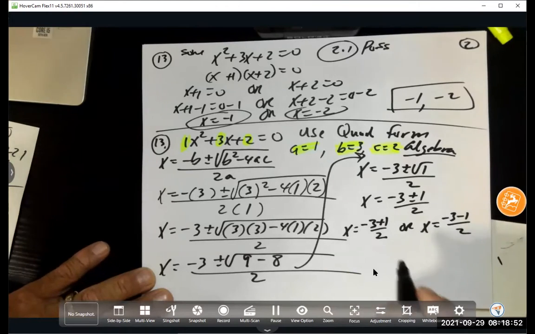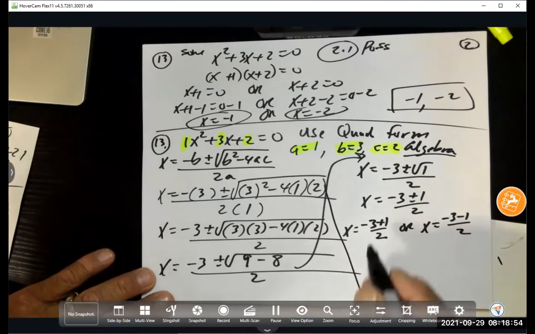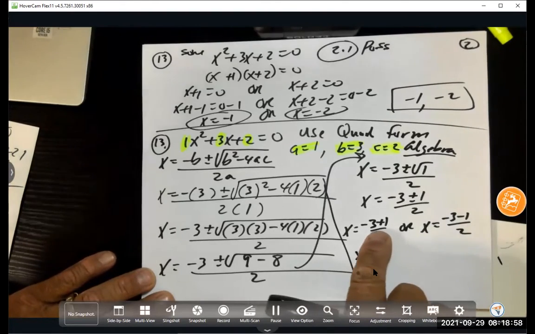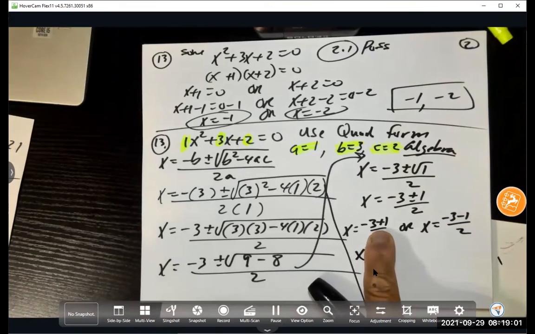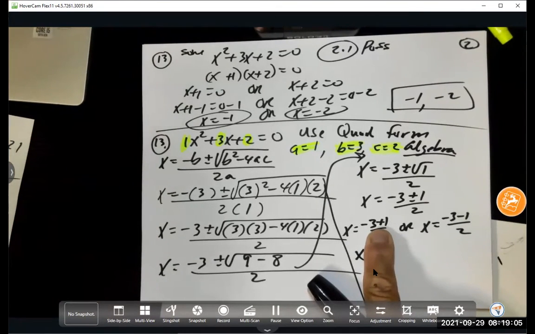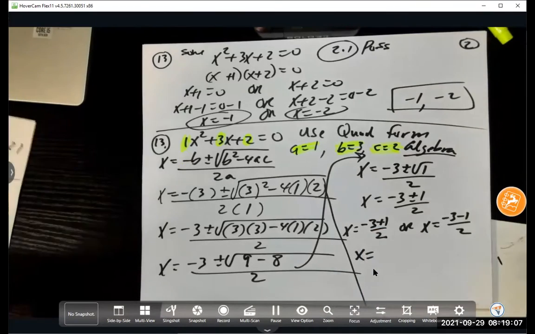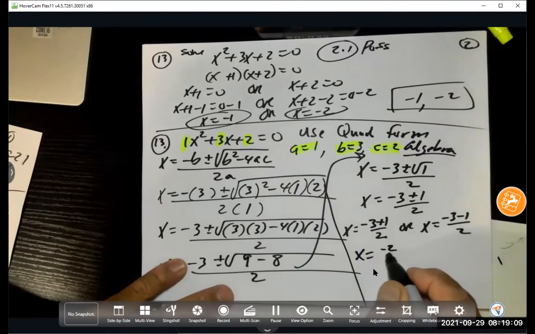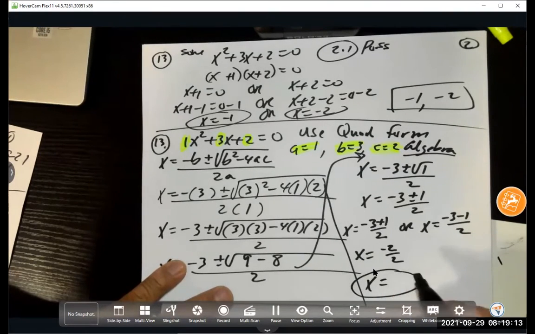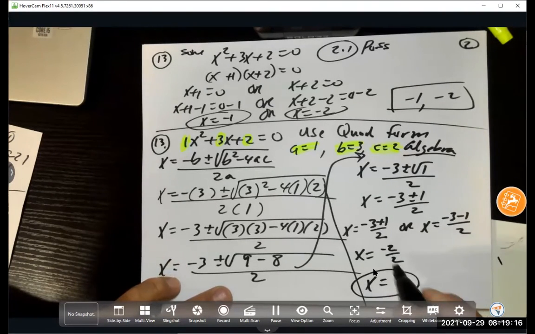So there's two things that can happen on these answers. Let's do the first one, the first x. What is negative 3 and a positive 1 on top, right there where my finger is? Negative 2, yes. And if I divide negative 2 by 2, what do you get? Negative 1.